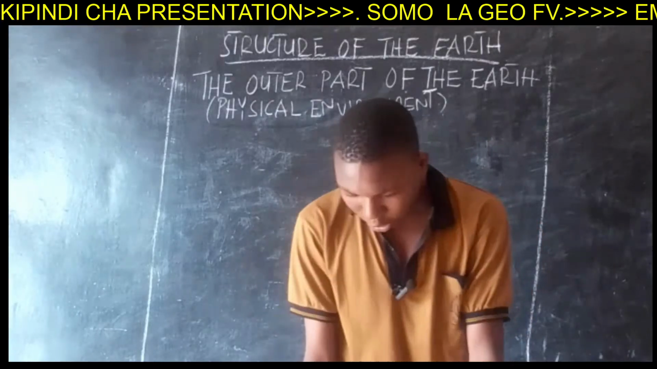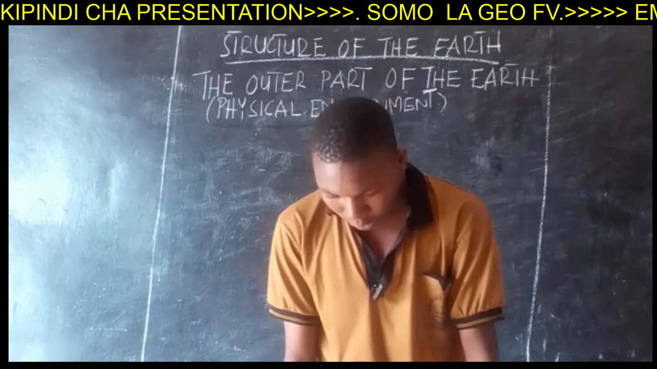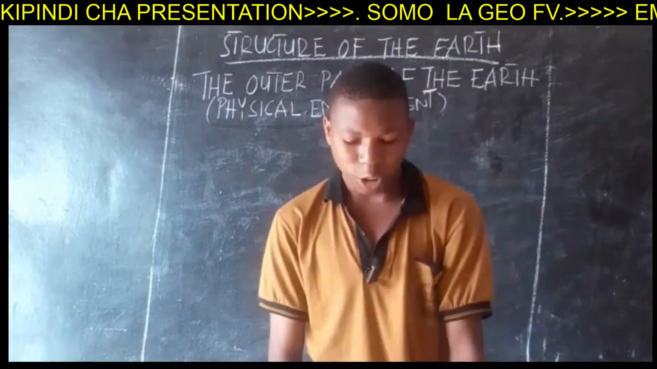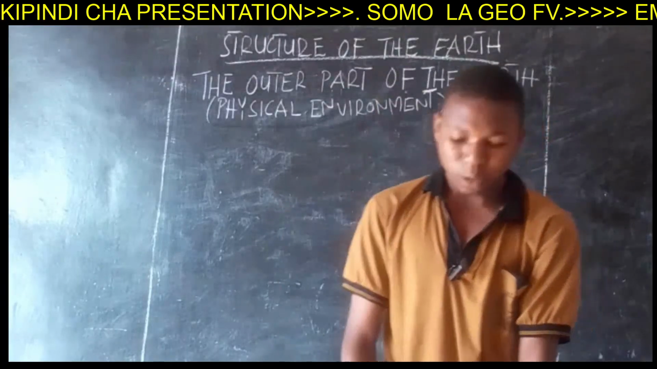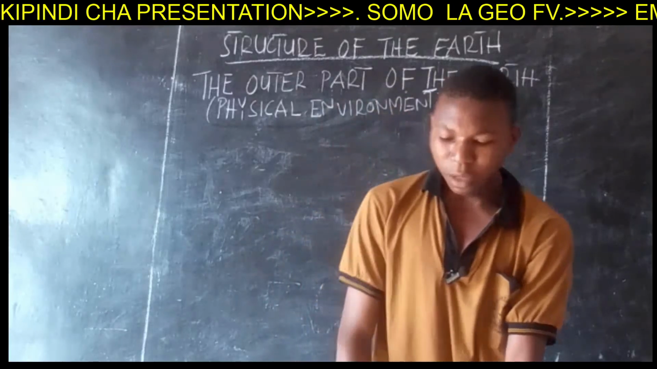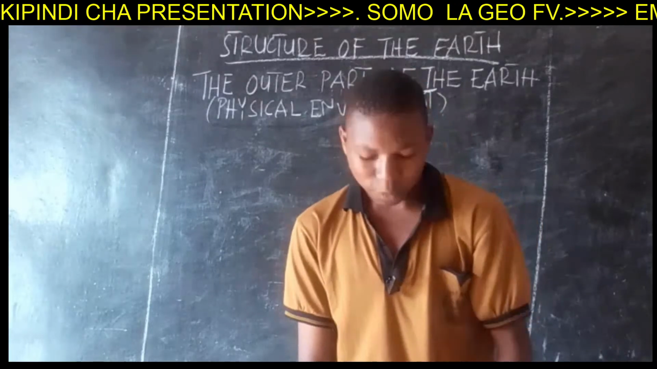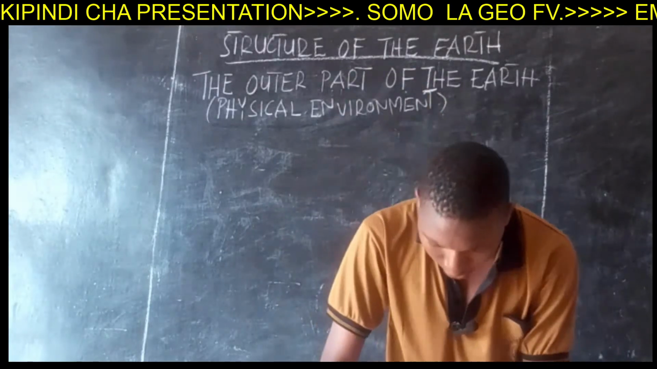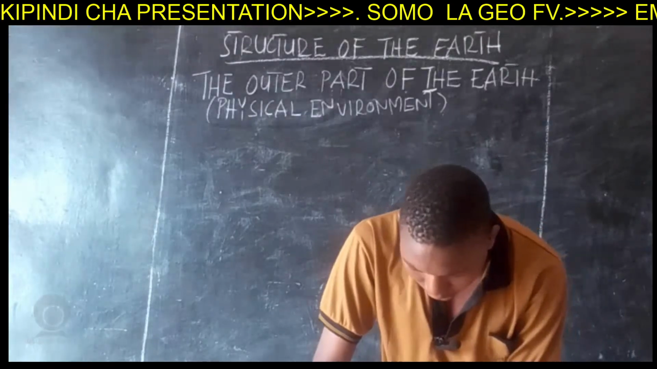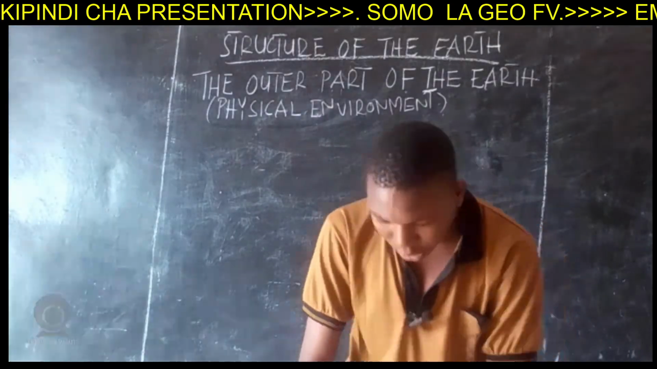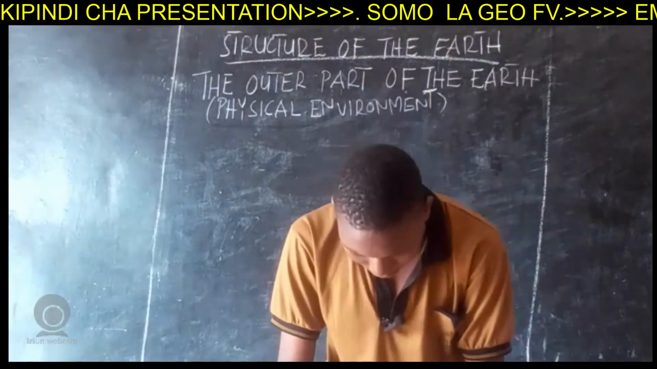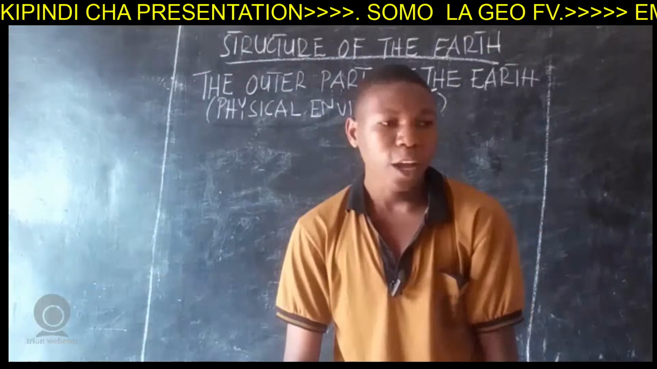We can say the structure of the atmosphere: there are two layers, the homosphere and the heterosphere. The homosphere has three layers, which are the troposphere, stratosphere, and mesosphere. The ozone layer is found within the stratosphere, and it is sometimes referred to as a shield of life.